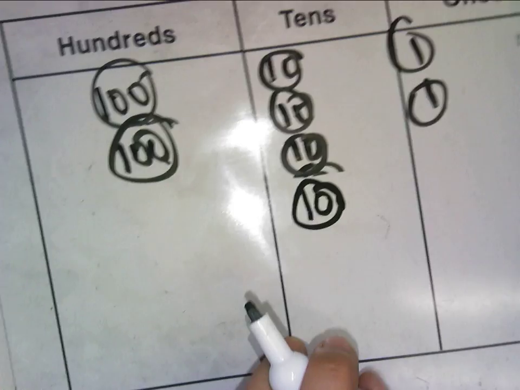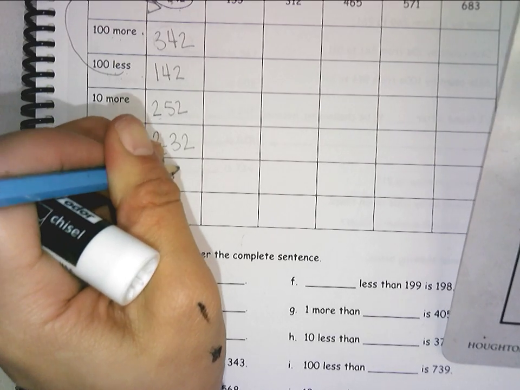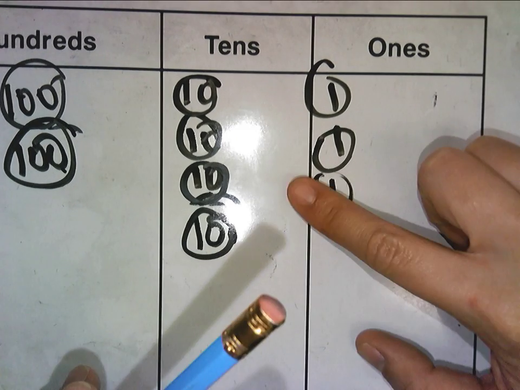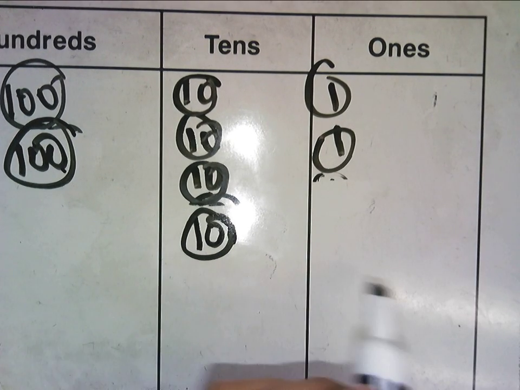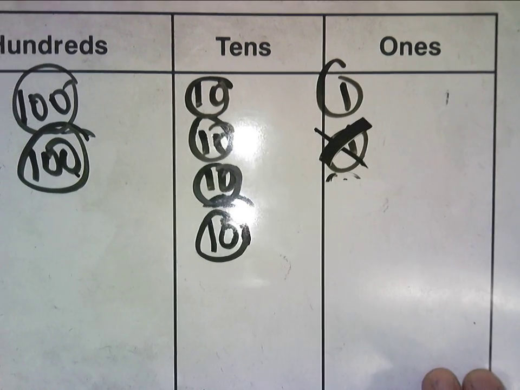Now I'm doing 1 more. So I add 1 more in the ones place. That'd be 243. And then 1 less. I got to erase that. 1 less, 242. I take 1 away. And you can cross it off if you want. That'd be 241.